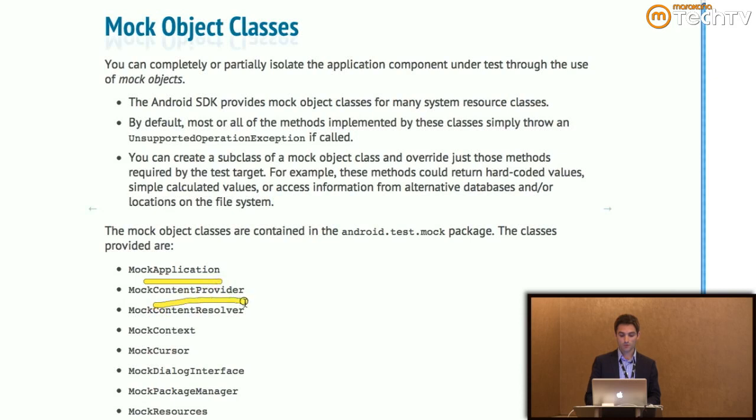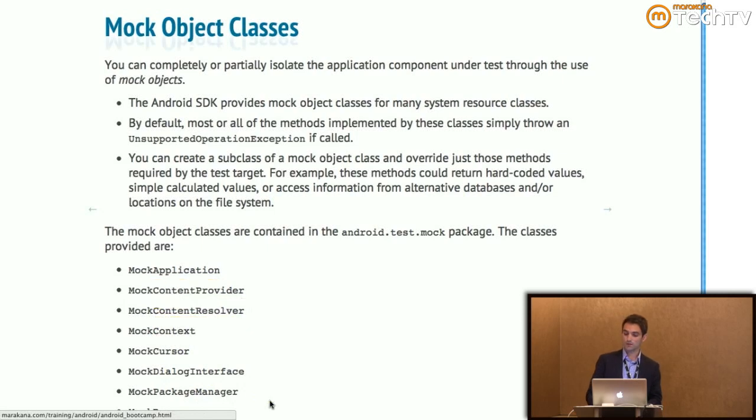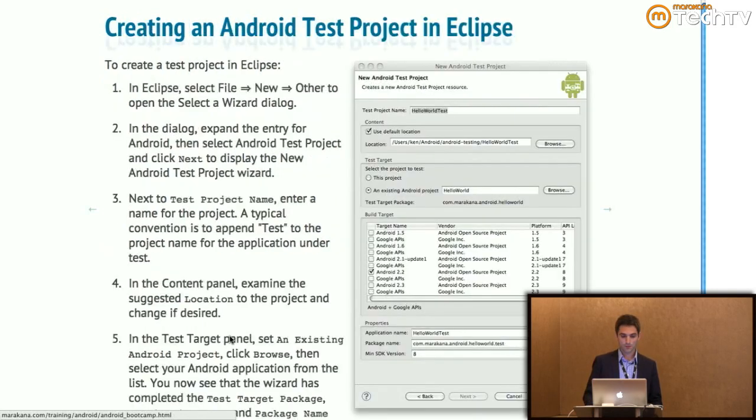It expects a content provider. It expects a content resolver, a context within which it's running, a dialog interface, a package manager, et cetera, et cetera. So this allows you to basically mock or fake certain things that would normally be there in case of an application. Okay. So how do you create this?